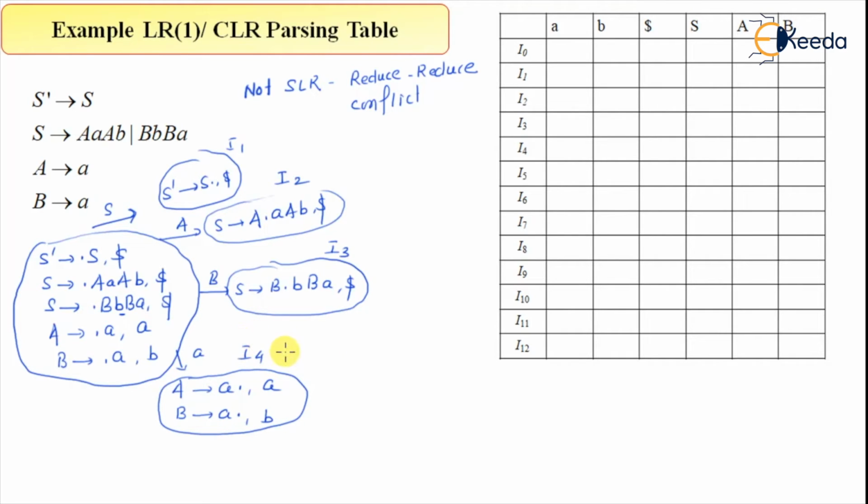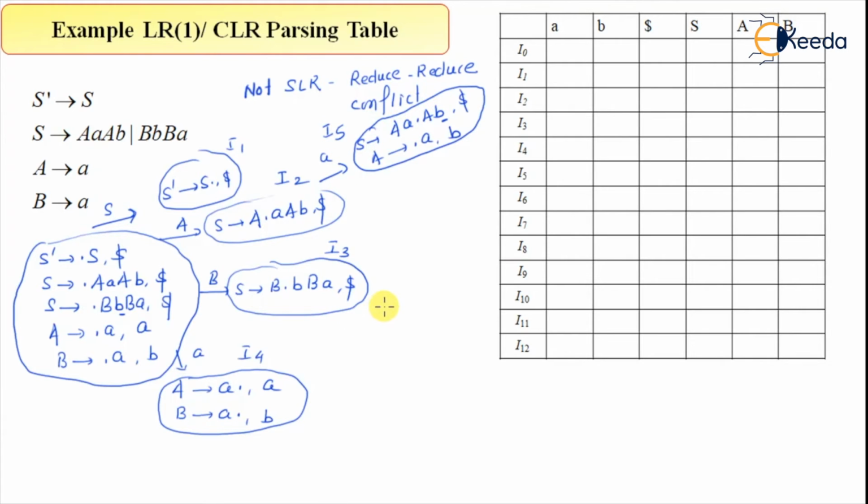Let's proceed further here. On input small a, this will become S derives a dot ab followed by dollar, and A derives dot a, and in this case the follow symbol will be, because I'm adding this production and after that there is a terminal, I will write that terminal over here. So the state is your I5.